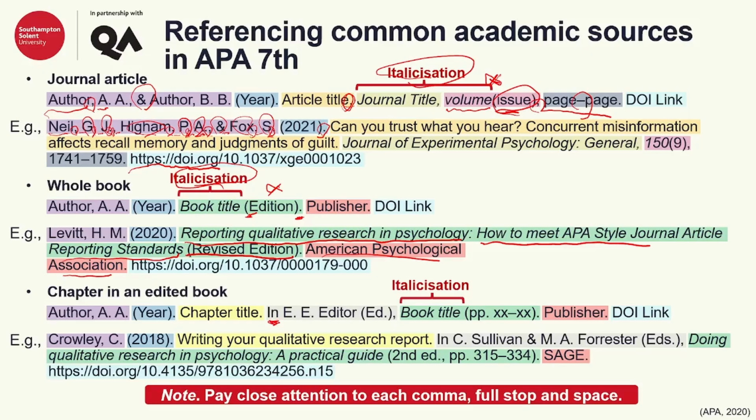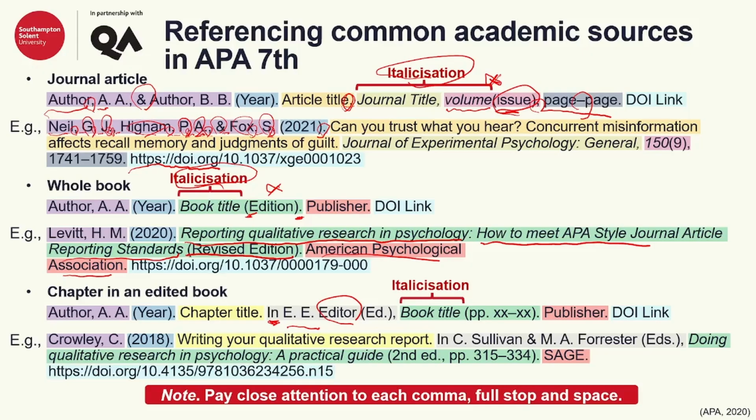You then provide the initials and surnames of the book editors. Please note that editors' names are presented differently from authors' names at the beginning of a reference. For the editors, the initials come before the surnames. After the editors' names, include Ed. for one editor or Eds. for more than one editor, in round brackets. The green section identifies the title of the edited book.